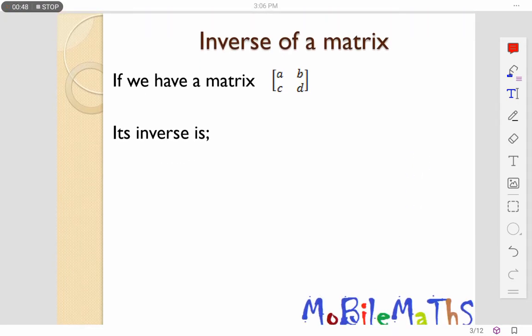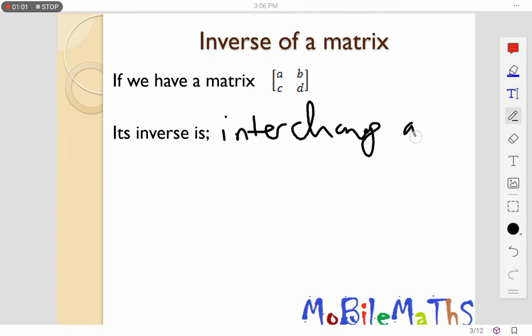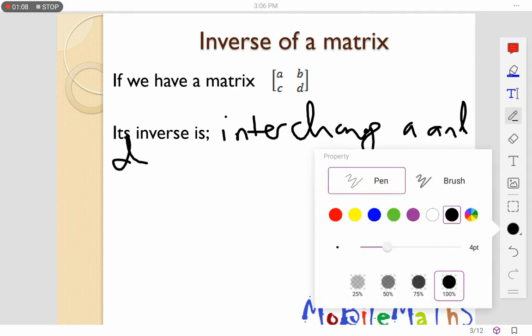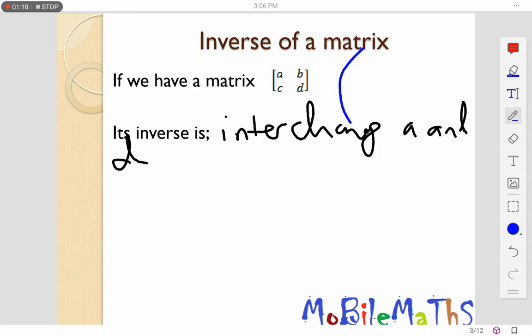Okay, so for the inverse of a matrix like this one, A, B, C, D, to find the inverse, we do this. First of all, we interchange A and D. If I interchange A and D, this is what I will get: D, B, C, A. This is the first stage, D, B, C, and A.